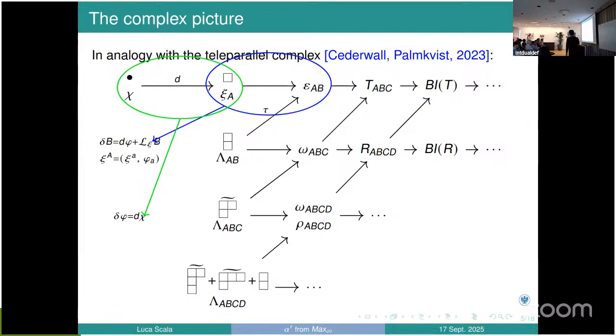Now, all this part here is fixed by this generalized Cartan theory. What about these additional gauge terms we were introducing? It happens that since this is a complex, these tau maps here, which essentially perform this local gauge transformation, also have to square to 0.